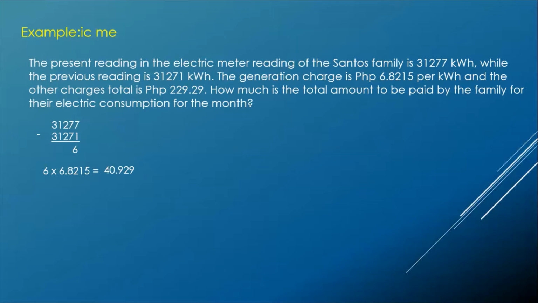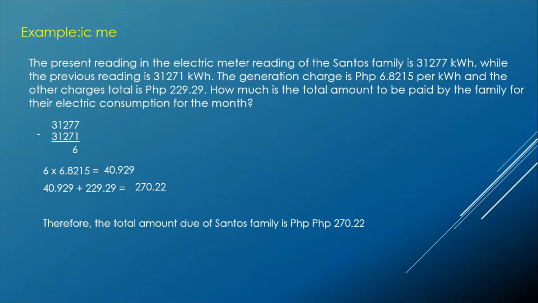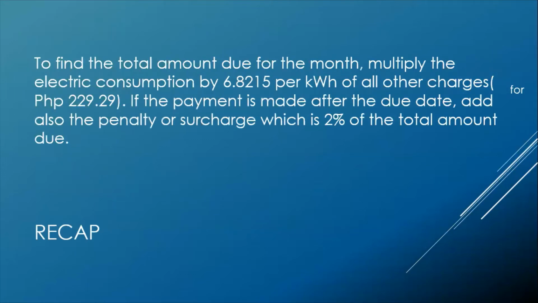So after this one, we're not yet done. We need to add this one with the total charges. The total charges is 229.29. So we will add 40.929 plus the total charges, which is 229.29. Then we got 270.22. We don't have any penalty since the Santos family paid it before the penalty or the due date. So therefore, the total amount due of the Santos family is 270.22 pesos.